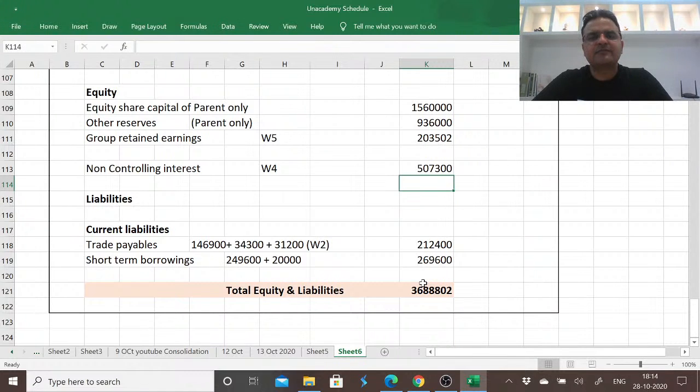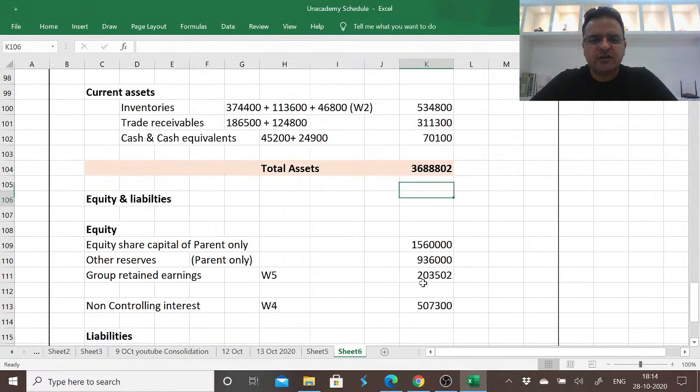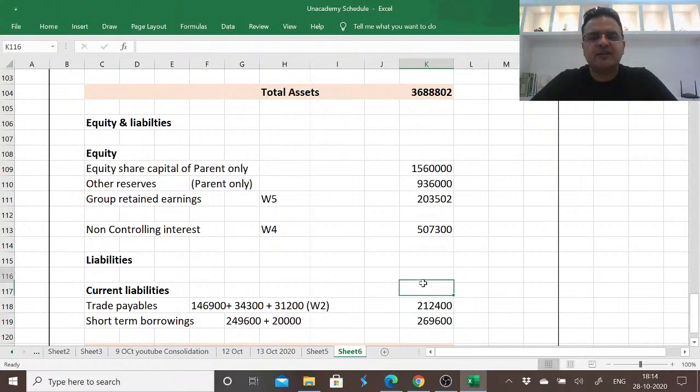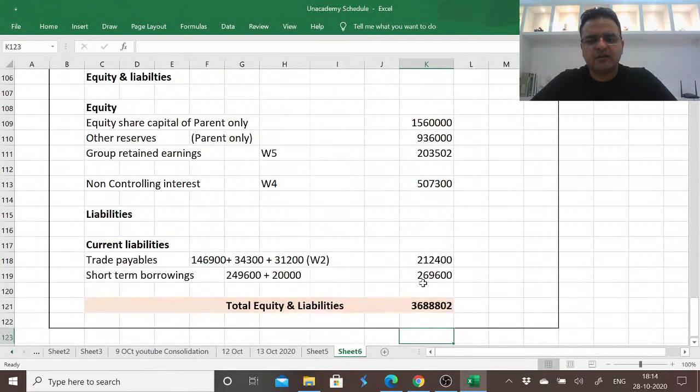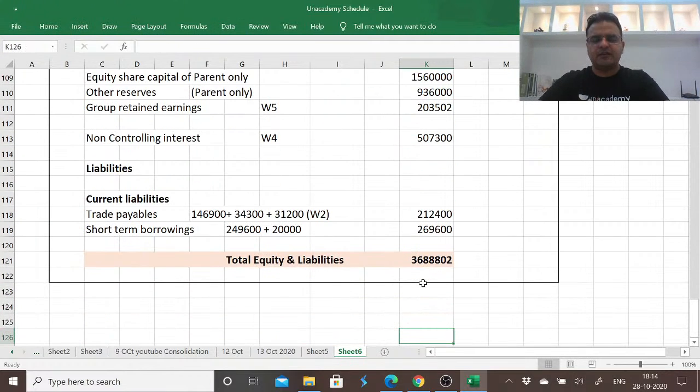Now this is the best situation for any accountant on earth. I think it's time for distributing sweets, that we have been successful in reaching the conclusion that our total assets are equal to total equity and liabilities, that is 3,688,802. This is how we will be preparing and presenting the consolidated balance sheet.